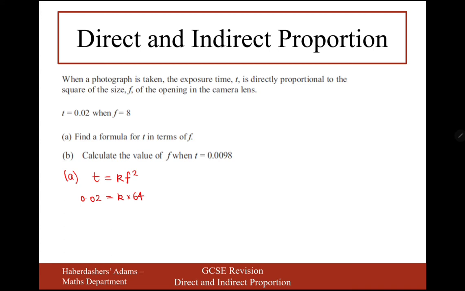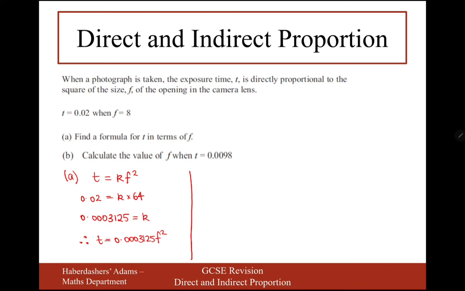Divide the 64 onto the other side. So 0.02 divided by 64. And that is a very small decimal number: 0.0003125. And that is the value of K. So therefore the formula is T equals 0.0003125 F squared. And there we are, that's the answer to part A.